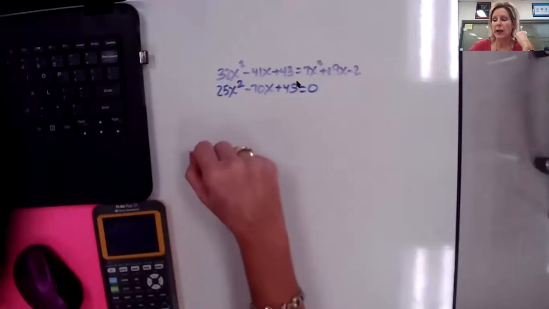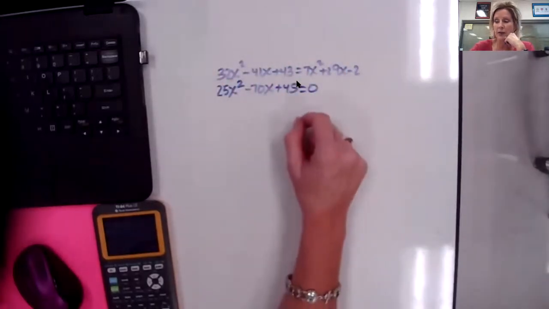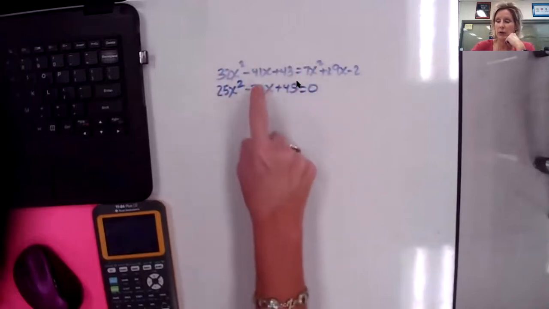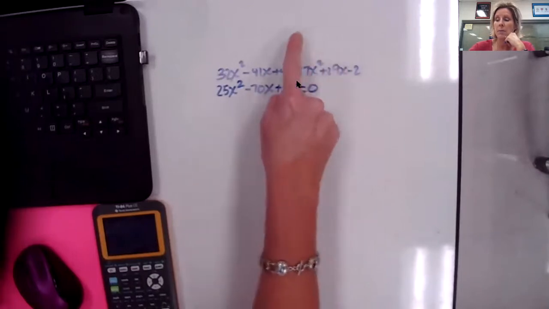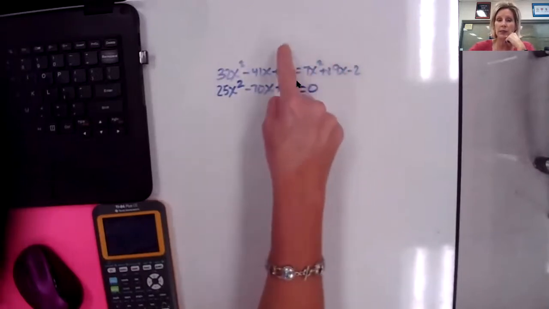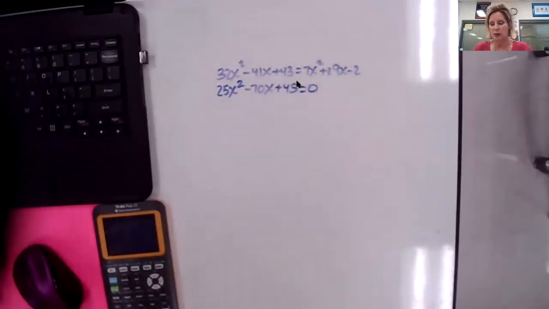So on this one, what I have to do is start out and get everything to the left equals 0 to the right. So 32 minus the 7 is 25. Negative 41 minus the 29 is negative 70. And 43 plus the 2 is 45. Now I can go straight from here, but I want to show you something.